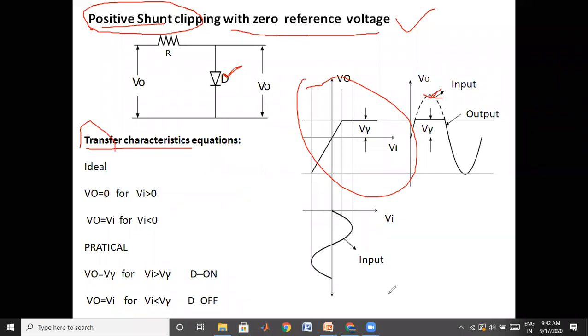For this one, if you want to write the transfer characteristics, how are you going to draw it? See, here I have taken the practical diode. This is my input line.